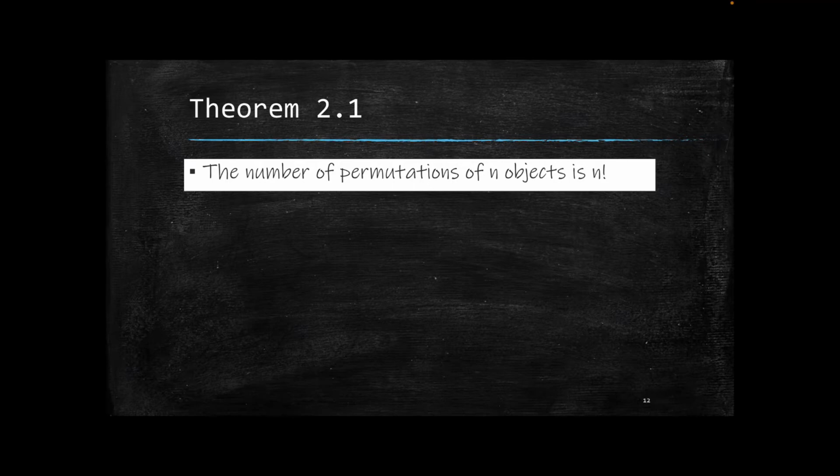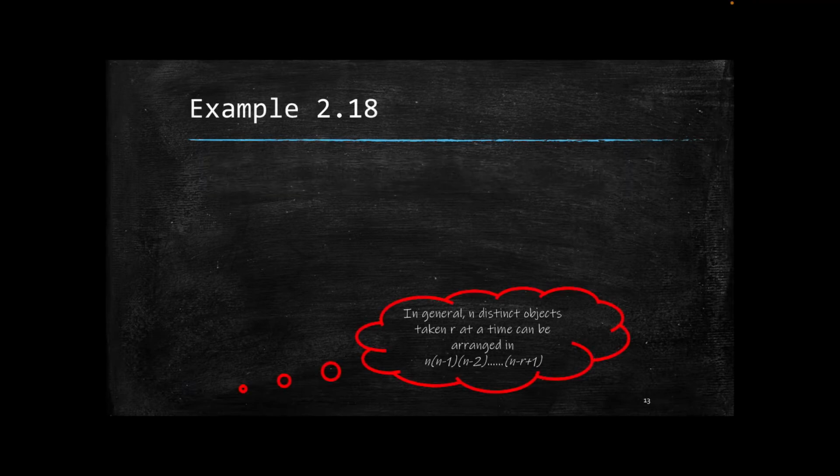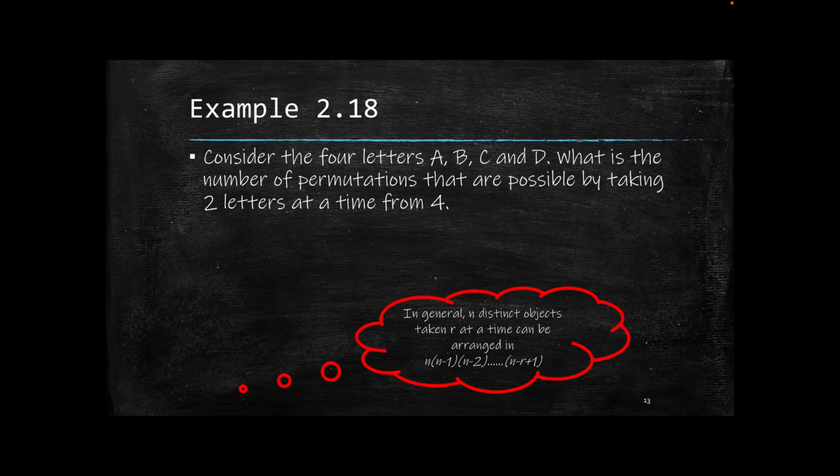Here is theorem 2.1. The number of permutations of n objects is n factorial. Consider this example of 4 letters A, B, C and D. What is the number of permutations that are possible by taking 2 letters at a time out of 4?